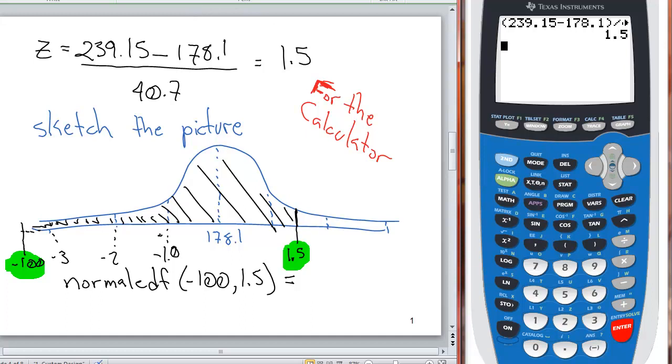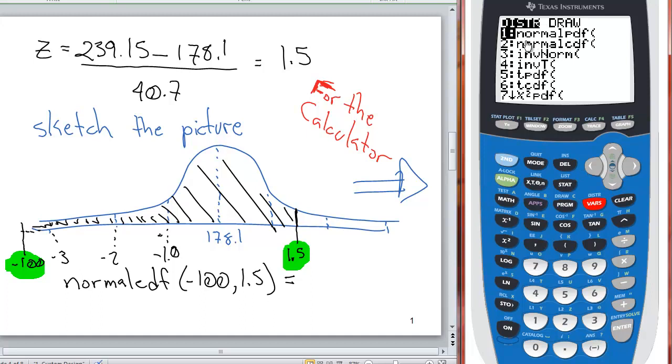Now, so I'm going to go over to the calculator. Okay, so we're going over to the calculator over here. And the normal function, it's a normal distribution, so I'm using the distribution function. And if you look, Normal CDF is the second one. And basically what this does is it calculates the area under the curve. It's the cumulative density function, and so it accumulates all of the area underneath the curve between two z-scores. So the lower z-score is like negative 100. Okay, the upper z-score is going to be 1.5.